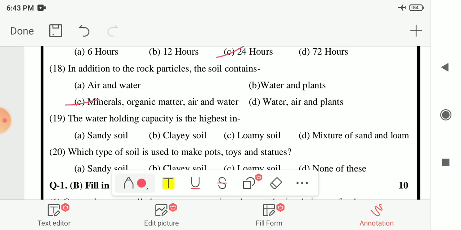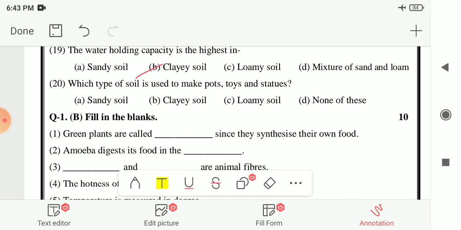Next, 19th number, the water holding capacity is the highest in dash. The options are sandy soil, clay soil, loamy soil, or mixture of sand and loam. So here your answer is option B, clay soil. It has the highest water holding capacity.